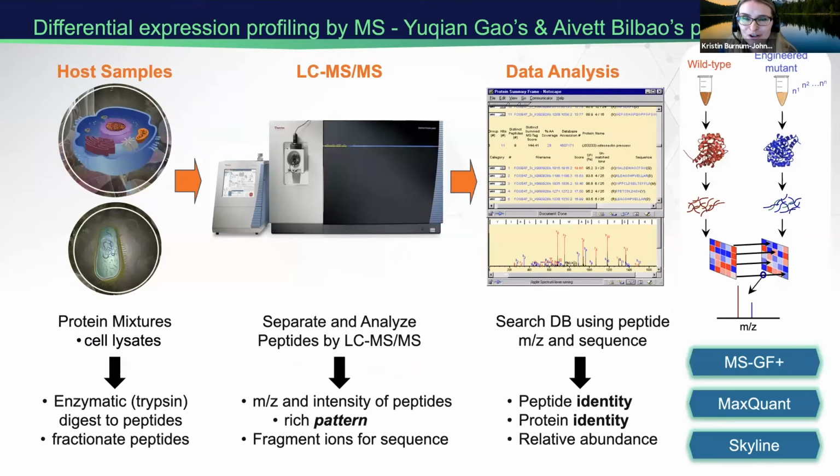So today you will learn more details about sample processing, and how to separate and analyze peptides by liquid chromatography tandem mass spectrometry. For data analysis, you will learn to search your experimental peptide spectra against theoretical peptide databases using tools like MSGF+, MaxQuant, and Skyline, which are very often used in proteomic experiments. These tools provide peptide identifications, protein identifications, and determine relative and close to absolute abundance when isotopically heavy peptides are used.